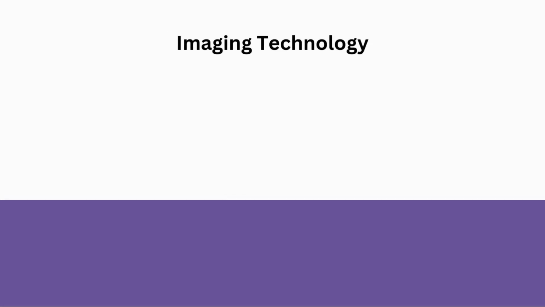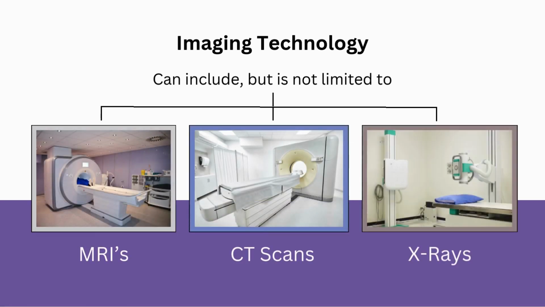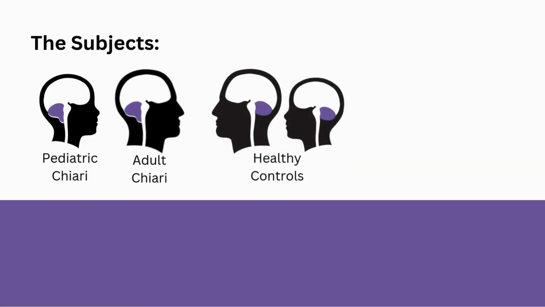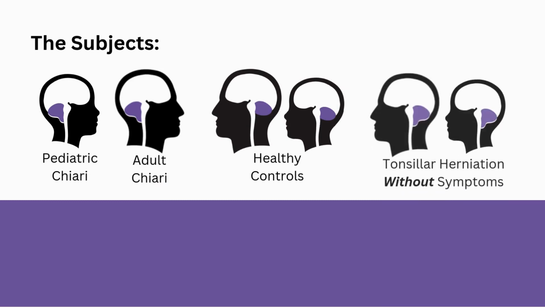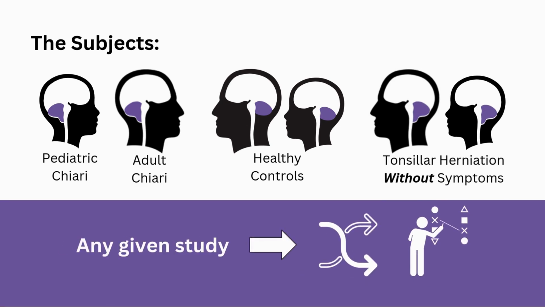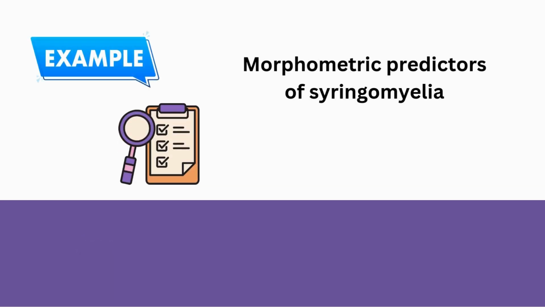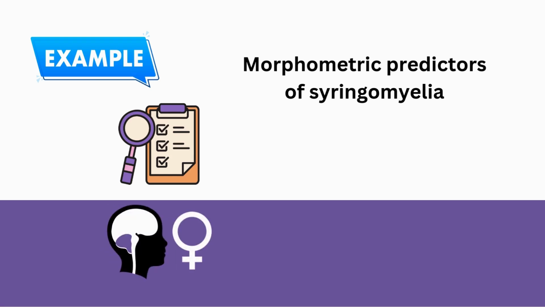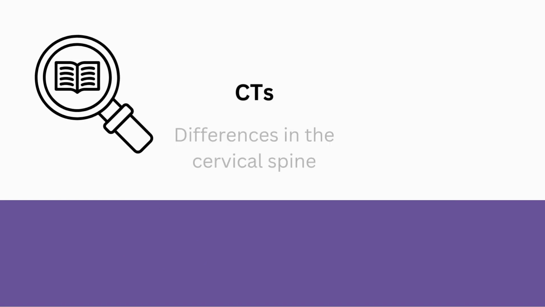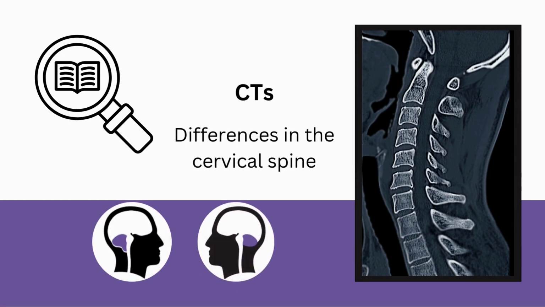Meanwhile, the imaging technology can include, but is not limited to, different types of MRIs, CT scans, and even X-rays, while the subjects can be pediatric Chiari, adult Chiari, healthy controls, and though harder to find, people with tonsillar herniation but no symptoms. Any given study can be a mix and match of these components. For example, a study might look at morphometric predictors of syringomyelia in pediatric females using conventional MRIs. Another study might use CTs to look for differences in the cervical spine between adult Chiari patients and healthy controls.